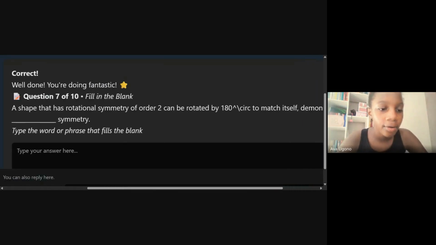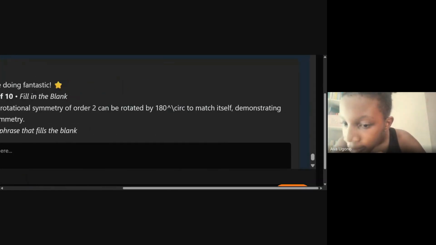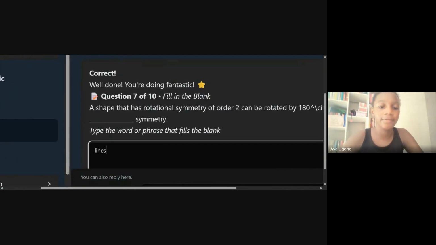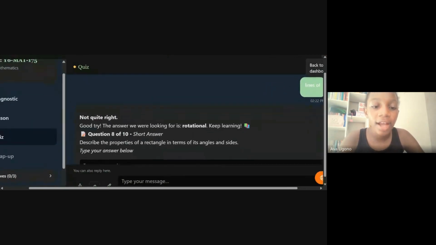That is correct. Now a shape that has a rotational symmetry order of 2 can be rotated by 180 to match itself, demonstrating dash symmetry. That is lines of symmetry. Now, I got the answer wrong. As you can see, the word that they were looking for was rotational.